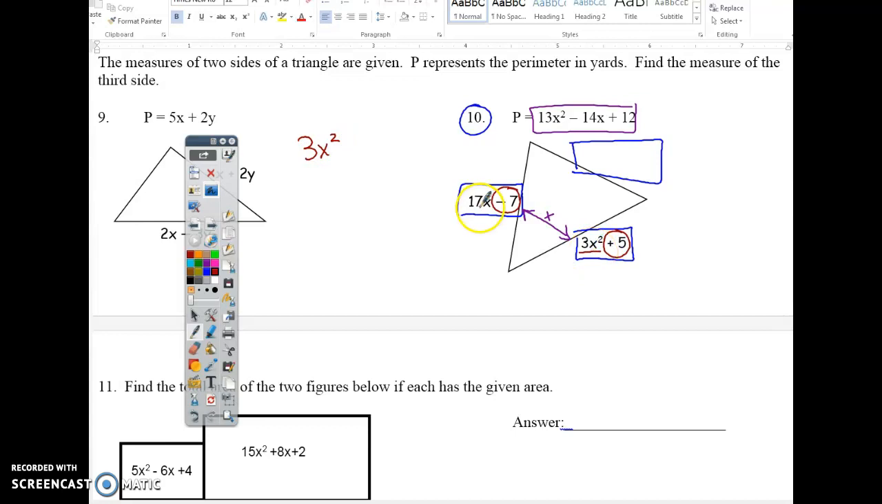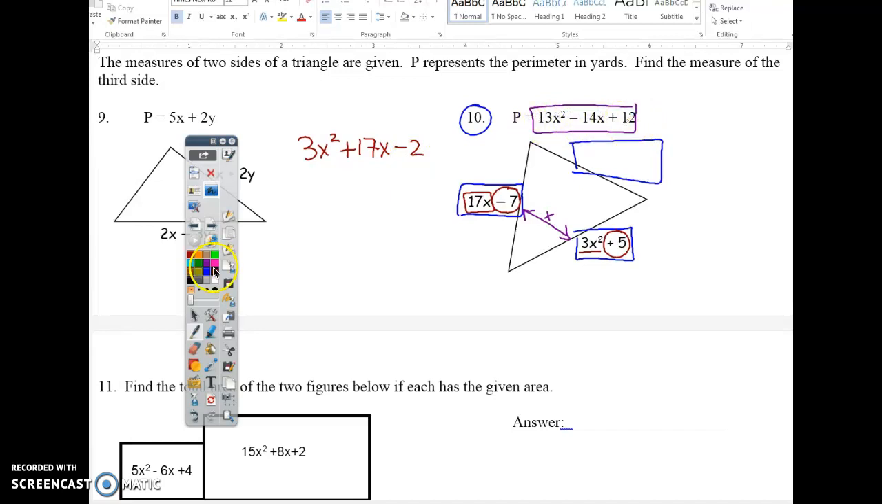And then it's going to be the 17x, so plus 17x. And then what's -7 plus 5? -7 plus 5 is a -2. So when you add these two, this is what you got. Okay? But I have a perimeter, so now I need to subtract it.